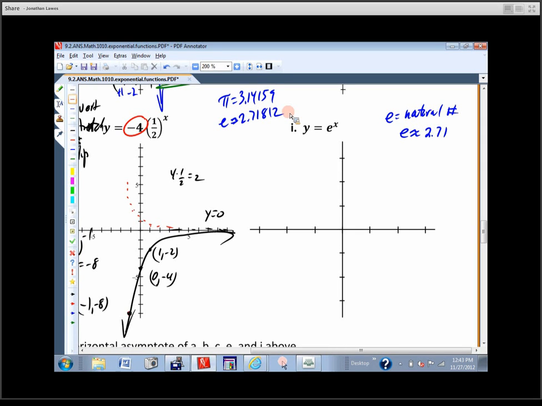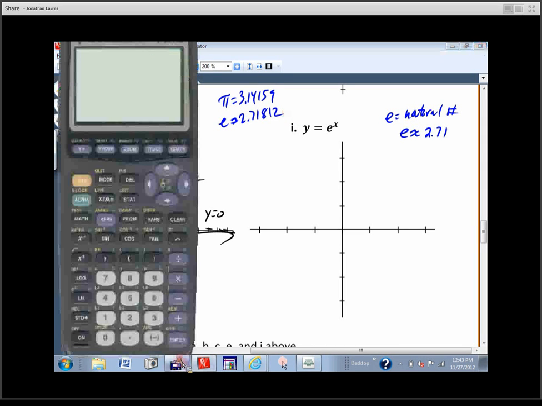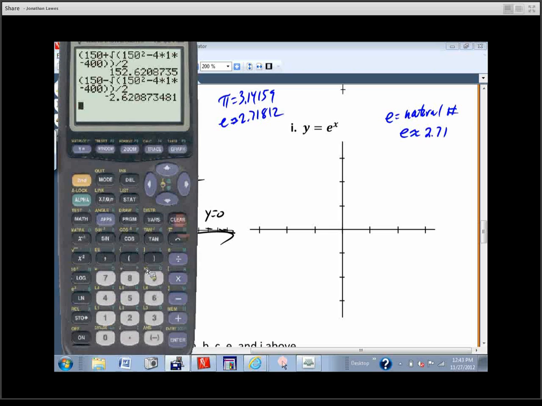Somebody have a calculator that can throw that in real quick? Let's do that. You've got one on your calculator. Let me just make sure. So here is the letter E right there. Yep, 2.718.